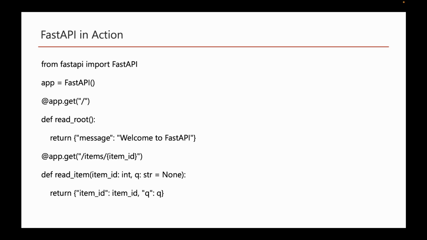Let's look at some code to see how FastAPI works. Here is a simple example. We import FastAPI, create an instance of the app, and define two endpoints. The first is a root endpoint that returns a welcome message, and the second is a dynamic endpoint that takes an item ID as a path parameter and an optional query parameter. FastAPI handles all the heavy lifting like routing and validation, so you can focus on building your app.